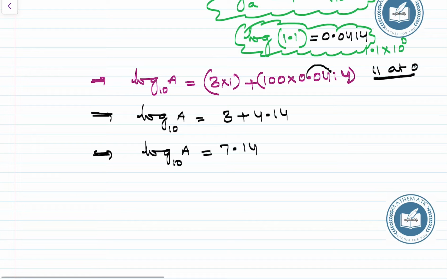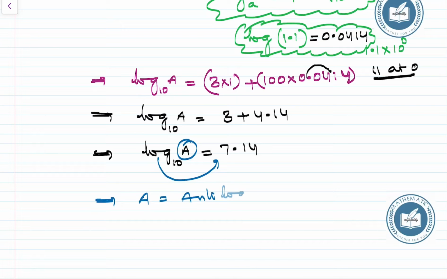Now if you want to find the a value here, the anti-logarithm has to be taken. So here a is equal to anti-log 7.14. How to find the anti-logarithm of a given number? So here you see the logarithm of the number has two parts. One is the whole number part, the other one is the decimal part.